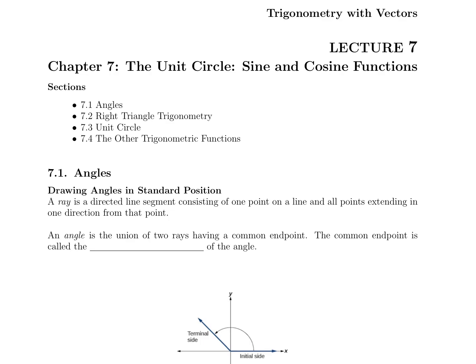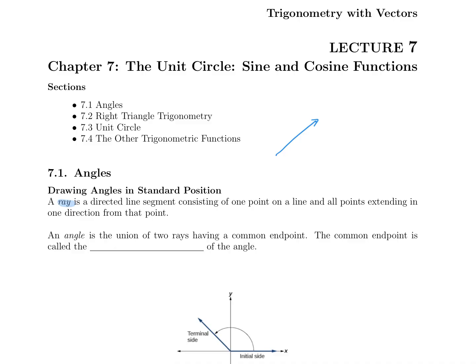Hi, in section 7.1 we'll be looking at angles. So, drawing angles in standard position. A ray is a directed line segment consisting of one point on a line and all points extending in one direction. So here's a picture of what a ray would look like. You have an endpoint and then you have a line going in one direction only.